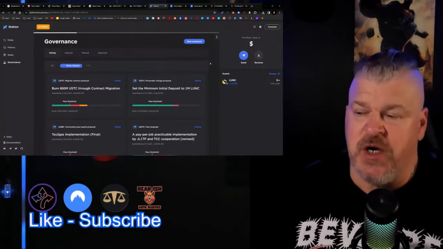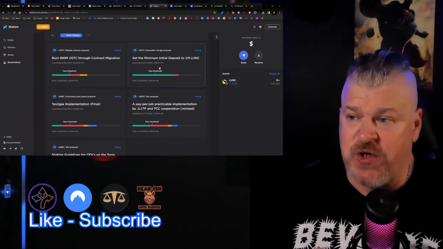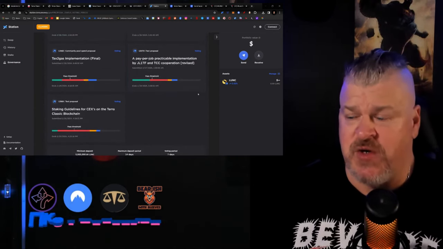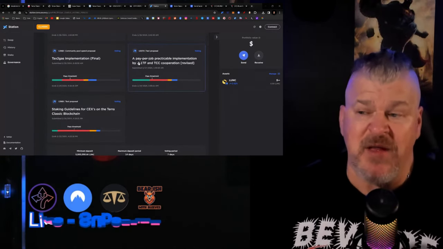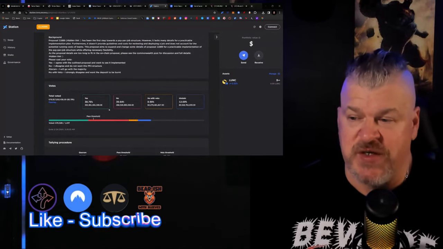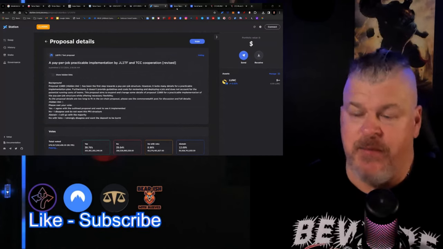As far as governance goes, a few different proposals: 800 million through contract migration is in the pass threshold. Minimum initial deposit to 1 million is also in the pass threshold. Everything else is probably not going to make it. Maybe this pay per job. Remember, this was approved up until just recently, and now all of a sudden it's starting to go negative.